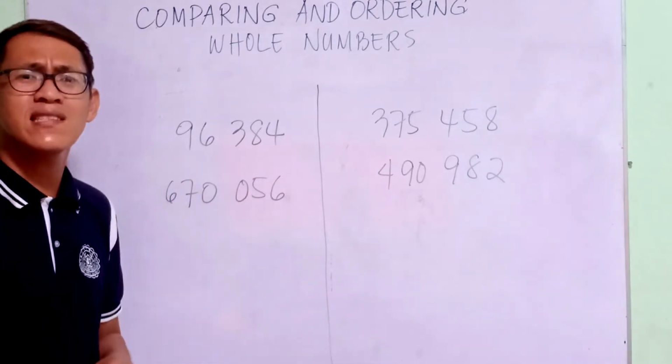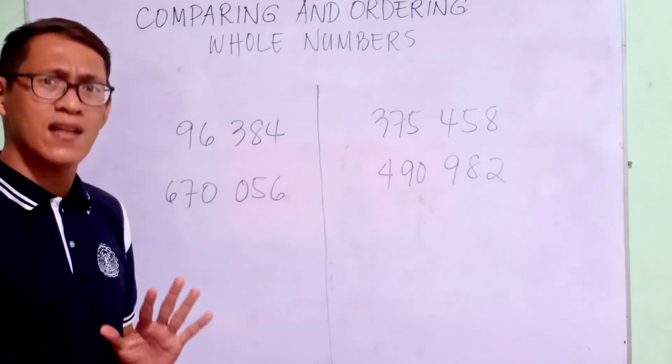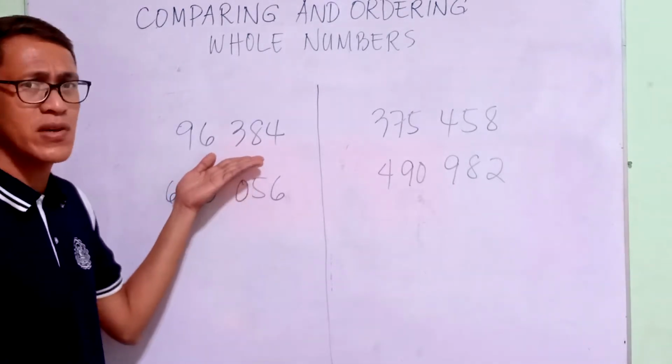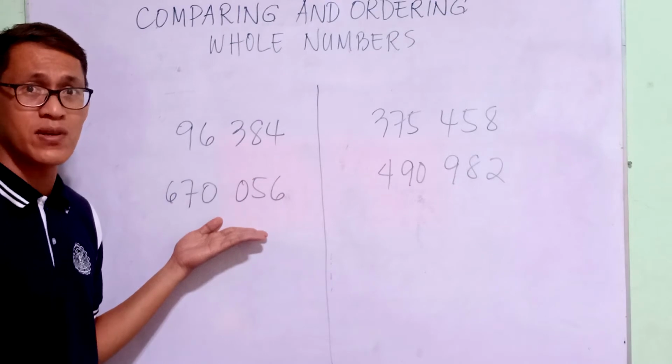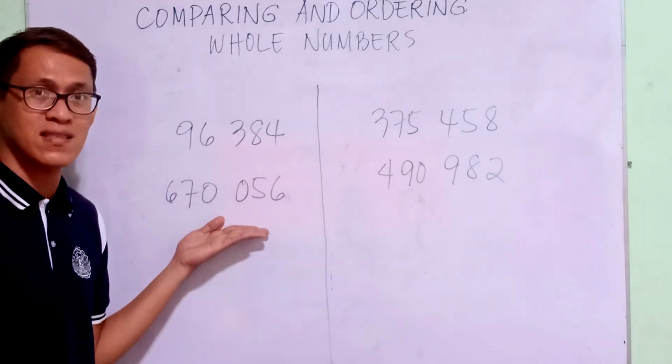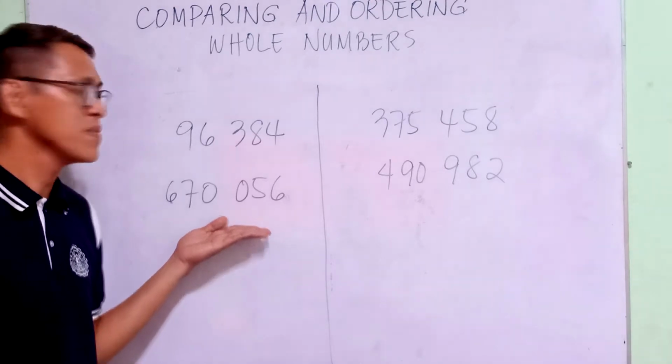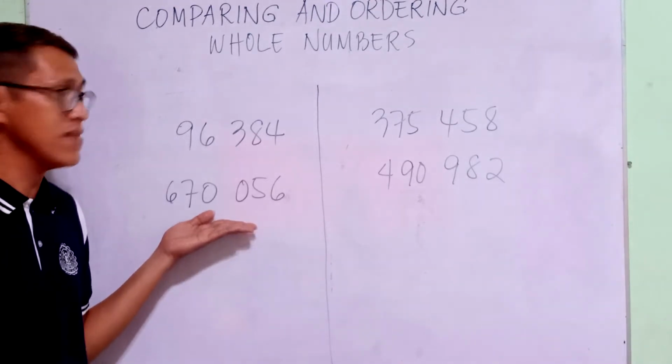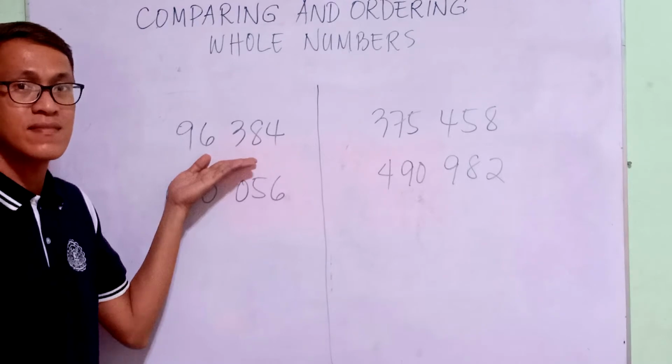So here, you can easily tell right away that this number is smaller than this number, since it has only 5 digits. Then here you have 6 digits, or the other way around, this number is bigger than this number.